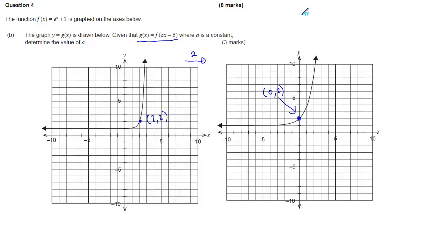Now I like to rewrite these, taking the a out in front like this, and then I'll have x take away 6 over a. And the reason I like to do that is when the a is outside here, and we just have a single x here, this bit here tells us the horizontal movement, the actual horizontal movement we see of 2 units. So that's telling me that 6 over a is equal to 2, and that means that a is equal to 3.